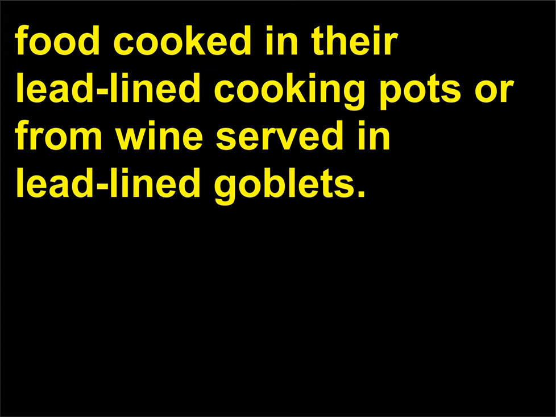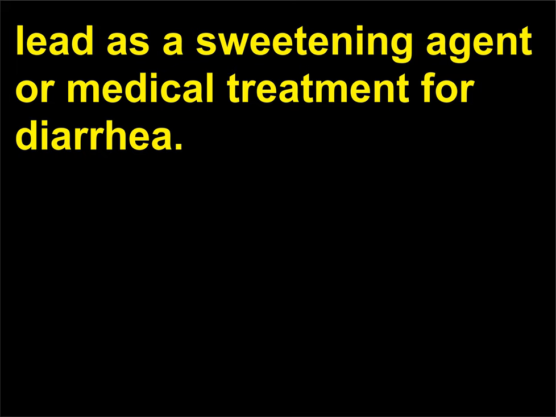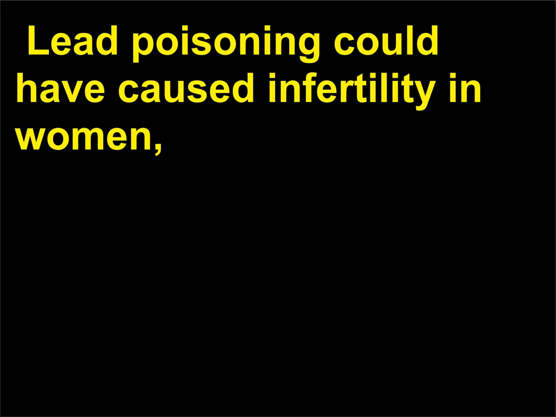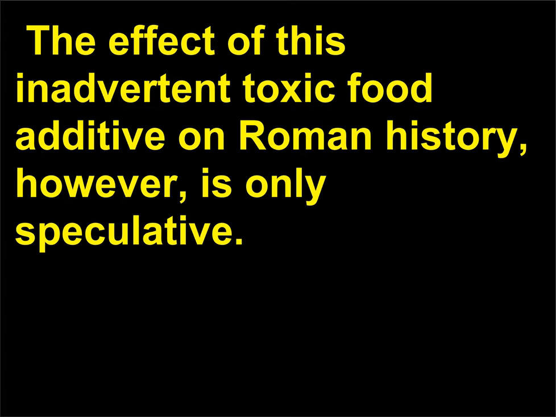Unaware of its dangers, some ancient Romans unwittingly used lead as a sweetening agent or medical treatment for diarrhea. Lead poisoning could have caused infertility in women, leading to a subsequent long-term decline in the birth rate of the Roman upper classes. The effect of this inadvertent toxic food additive on Roman history, however, is only speculative.